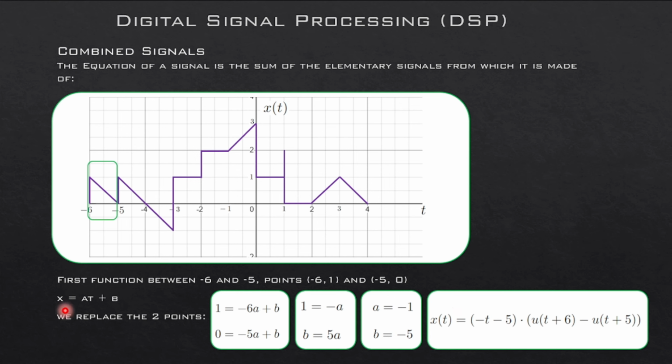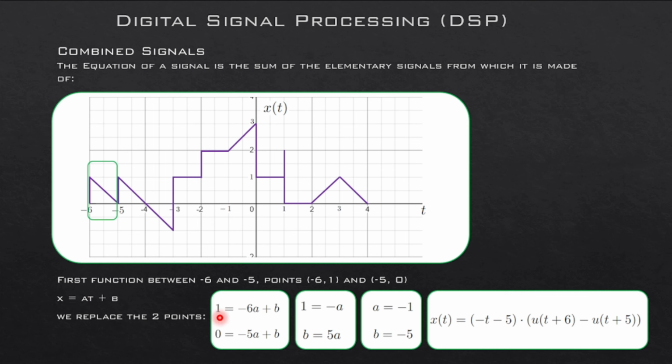The equation of a line is x = at + b. We replace the 2 points, correct? We replace x and t, the y-axis and x-axis if you will, but here the y-axis is x and the x-axis is actually t. So I hope you're not confounded by that. So we replace x and t with the coordinates here.